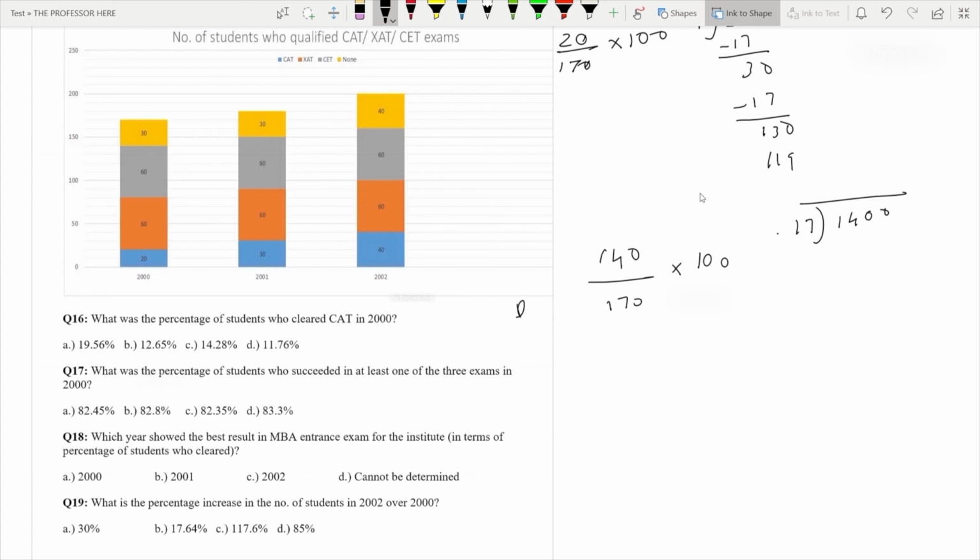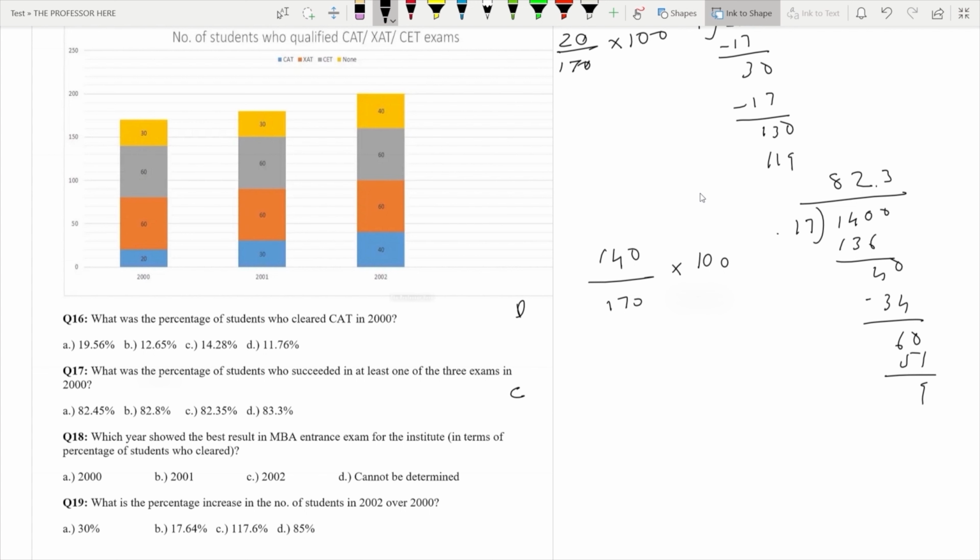17 into 8 is 136. So 4. 17 into 8 is 136, leaving 4. Carrying on the division, we get 82.3. So the option is C, 82.35.